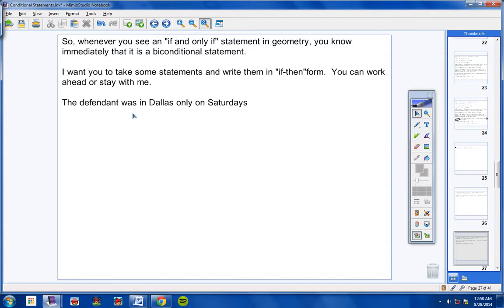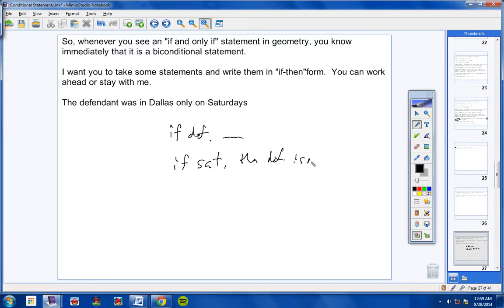The defendant was in Dallas only on Saturdays. Now, I want you to write this in your notes, and I want you to write it using if and then. Now, here's the problem. Please listen to me. Should you start off: if the defendant was in Dallas, then it's a Saturday, or should you start off: if it's a Saturday, then the defendant is in Dallas?